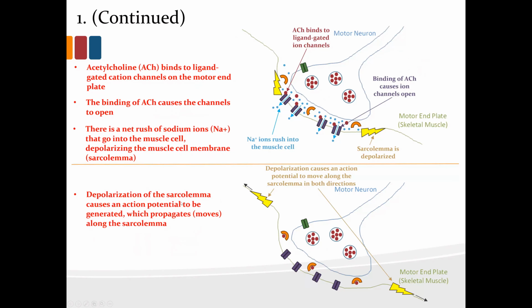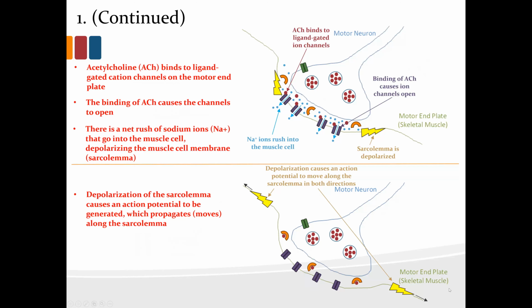So that depolarization of the sarcolemma turns into an action potential, and that action potential is going to propagate or move along the membrane of the sarcolemma. So we've shown it here as the two lightning bolts that are moving off down the membrane. Those are eventually going to travel down the T-tubules because the T-tubules are part of the membrane of the muscle cell that dives down inside the cell. So we're going to pick that up in the next step. But the depolarization causes the action potential to move along the sarcolemma in both directions.